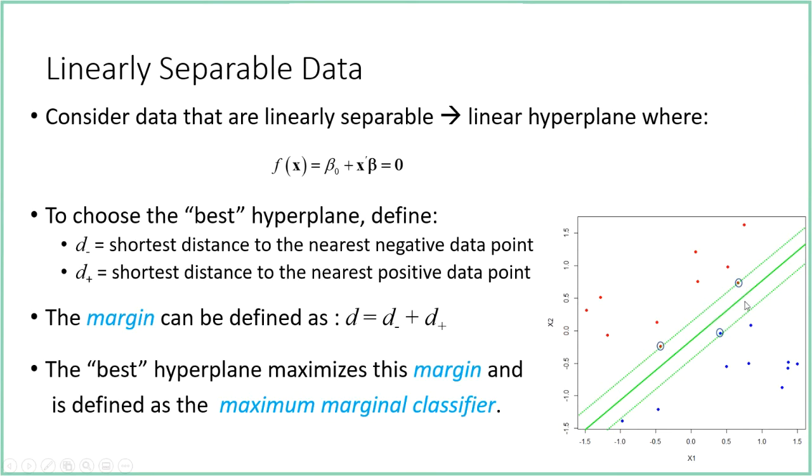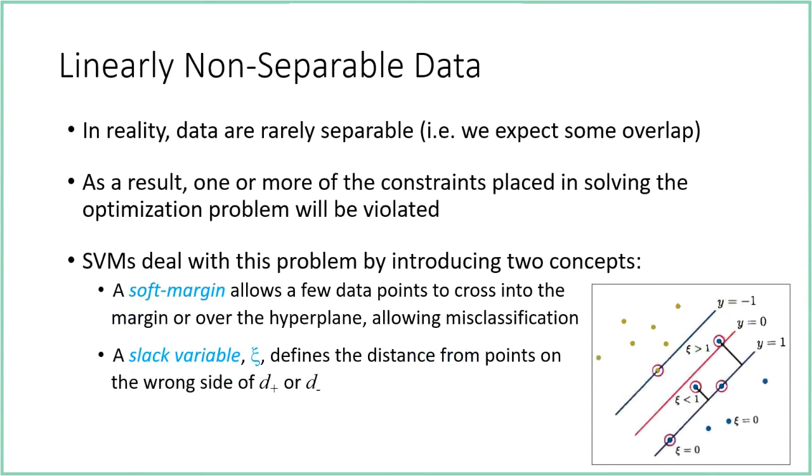So we have this line. This blue point here is equidistant from this line relative to the red points. And so our margin is then that difference between D minus and D plus. So our margin is here, and that tells us how well we're doing. And we want to make that as wide as possible, so basically separating our classes as much as possible. Now in reality, data are not often linearly separable.